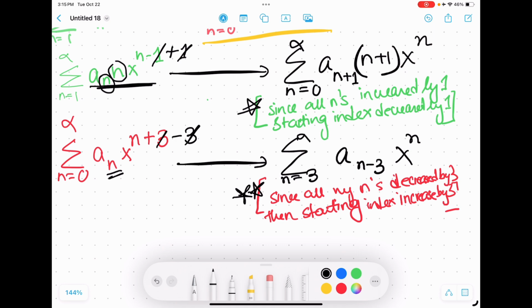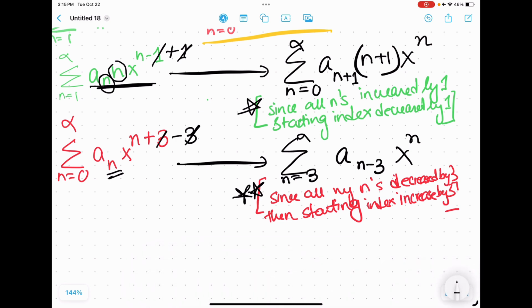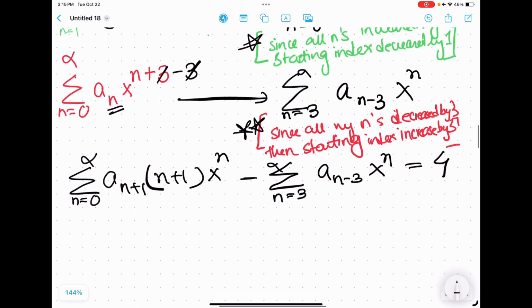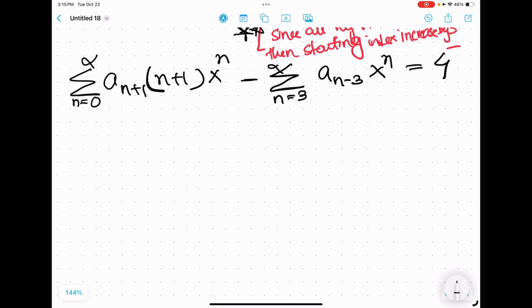So let's quickly write that over here. Now our new transformed power series is summation from n equal to 0 to infinity, a sub n plus 1 times n plus 1 times x to the power n, then I have a minus, then summation n equal to 3 to infinity, a sub n minus 3 x to the power n equals 4. So we can see that our powers of x match, and it is x to the power n. Now, do you think we are done yet?